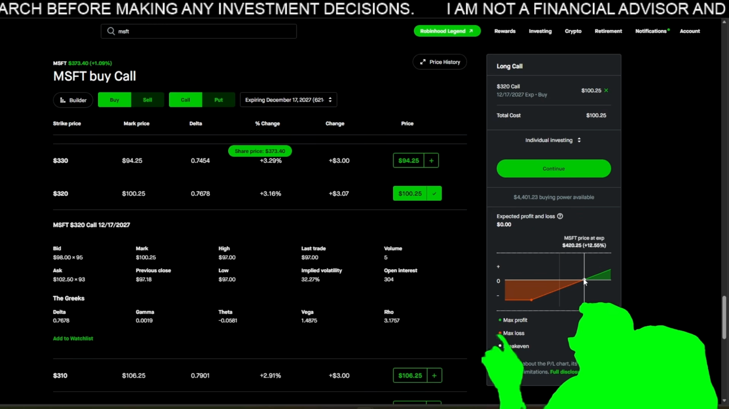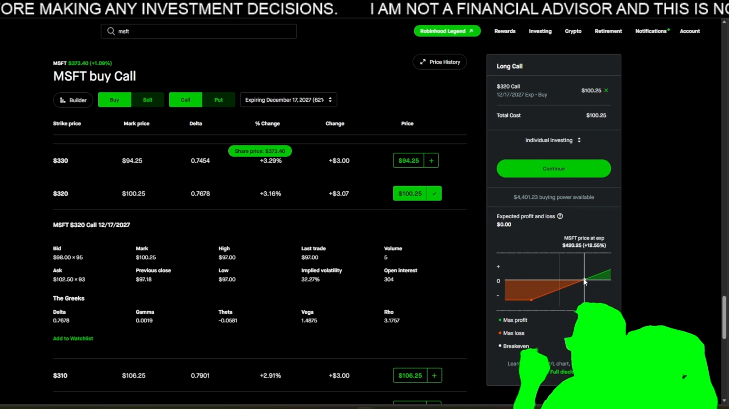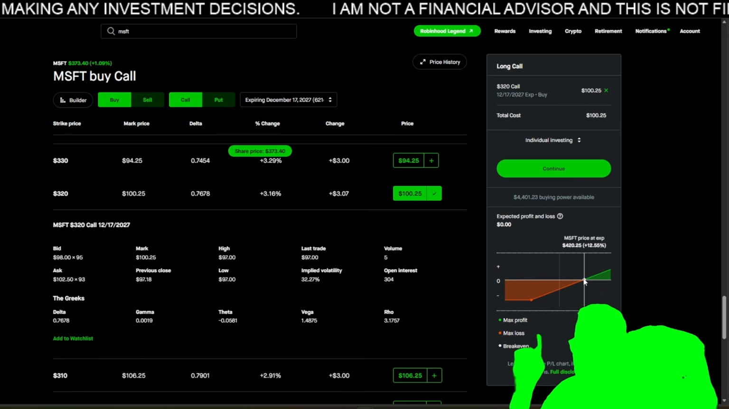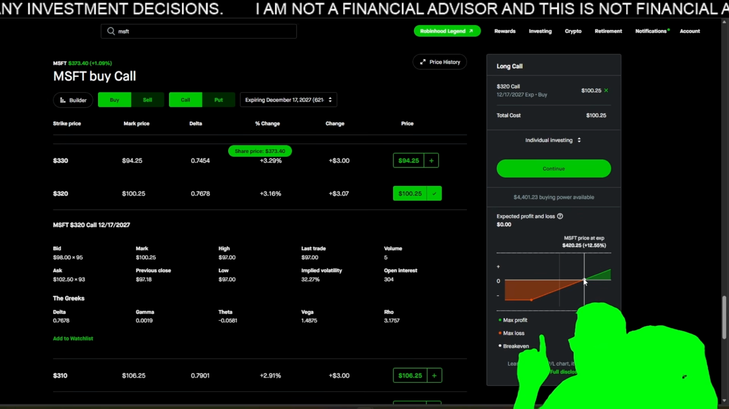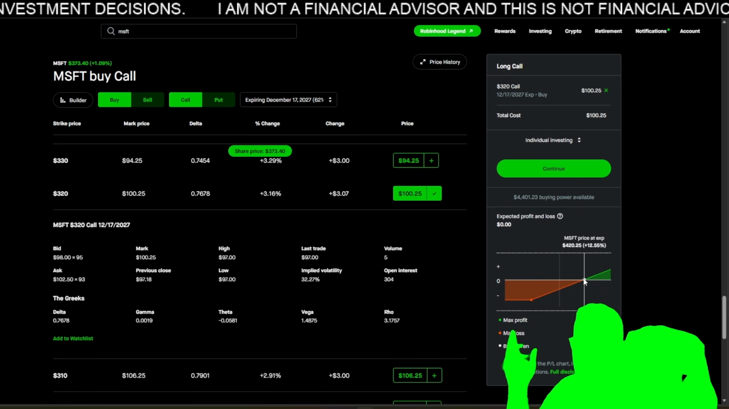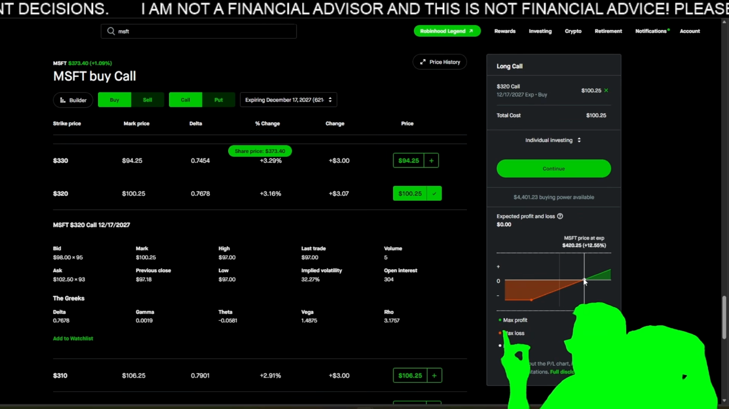Microsoft needs to move 12.5% to break even in a matter of a year and a half. A year and a half for a Mag 7 to move 12% is not super unlikely. It's actually not a bad chance of that happening here, right? It can move 12% in 1 year. You're looking at 1.5 years in this case here.